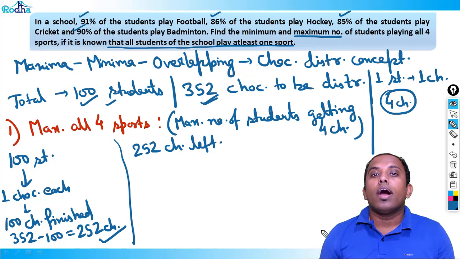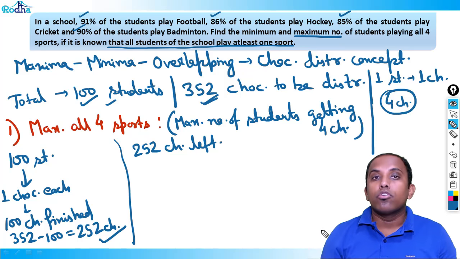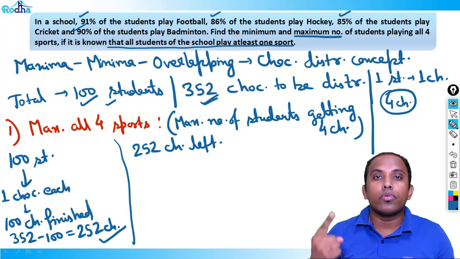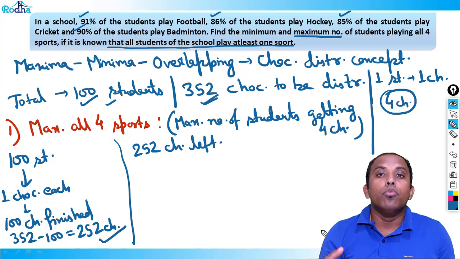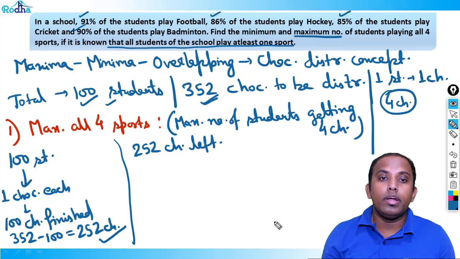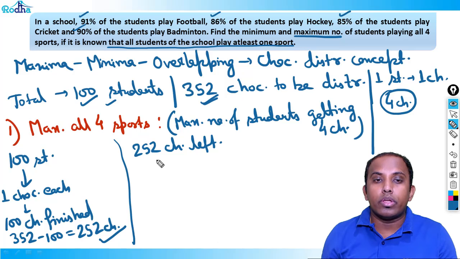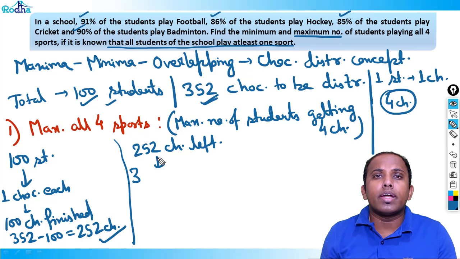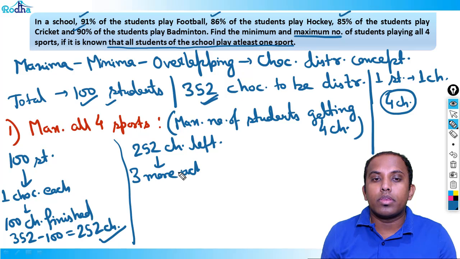Now I want the maximum number of people to get 4 chocolates each. Already all the students in the hall have got 1 chocolate each, so how many can I give more? I can give 3 more to each. Understand it very carefully. It's a very good concept, maybe a little bit difficult at first, but understand it. So all will get 3 more each.